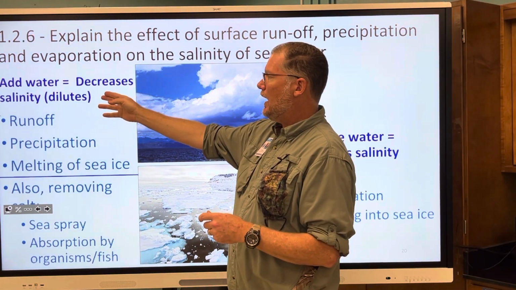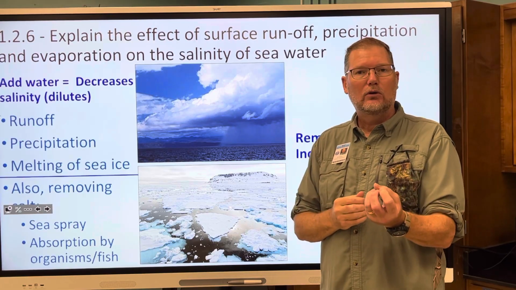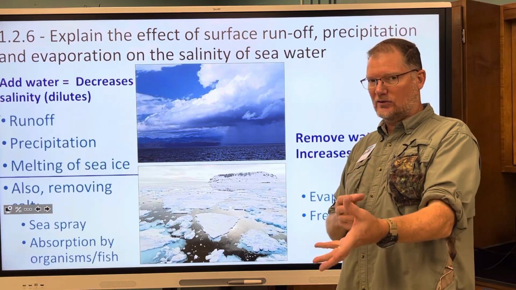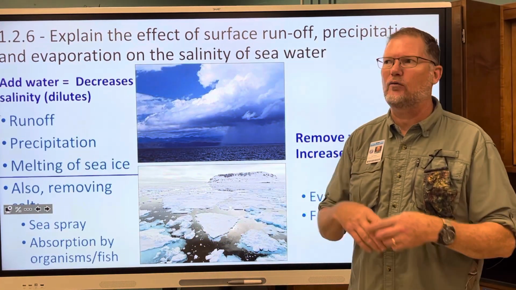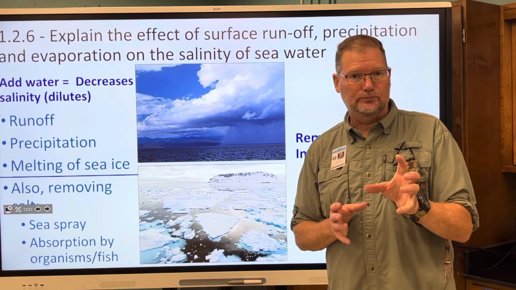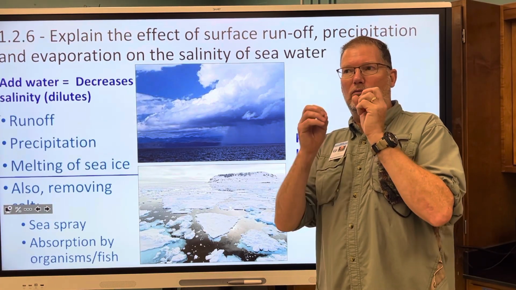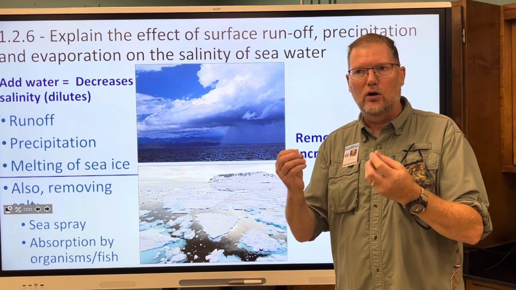So if you add water, simply put, it's going to dilute, it's going to water down, it's going to decrease the salinity. So again, runoff, precipitation, and melting of sea ice. So you have all this ice, the ice is fresh water, right? And when it re-enters the saltier portion below, it's going to dilute it.